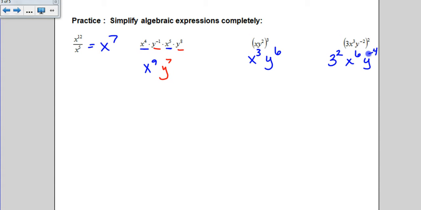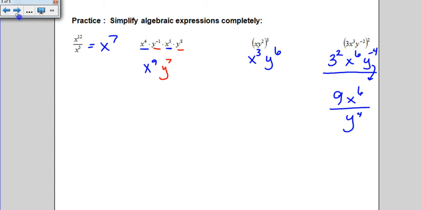Now a couple things we need to change. 3 squared is really a 9. And the other thing I notice is that the y to the negative 4 is a negative exponent, so we're going to have to flip him to the denominator. So my final answer is going to be 9x to the 6th in the numerator, and then y to the 4th down in the denominator. And that's how I want to see your answer.